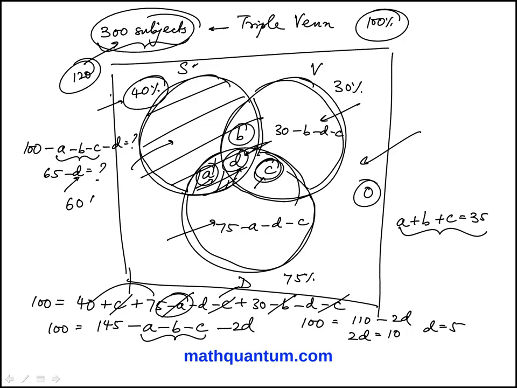So that would be 60%. So that means 60% of the subjects experienced only one of these effects. The total is 300. 60% of 300 is 180, and that means the answer is choice D.